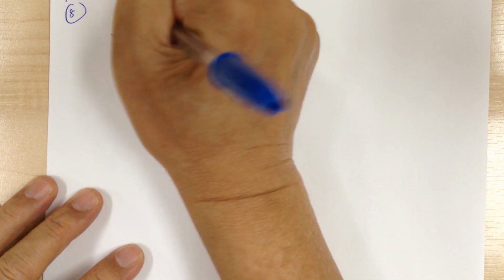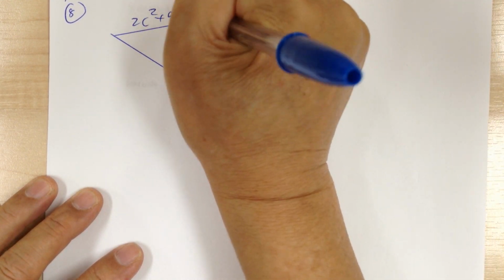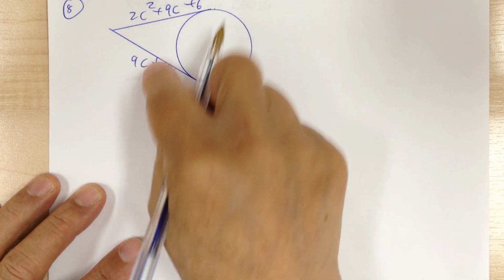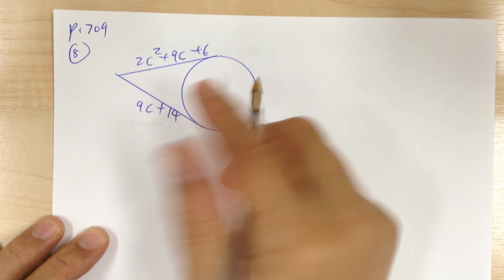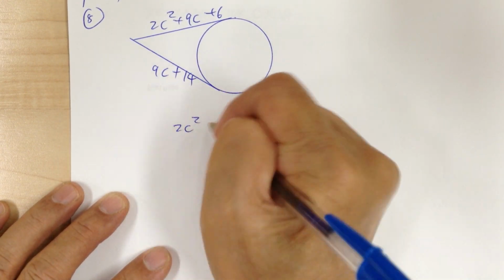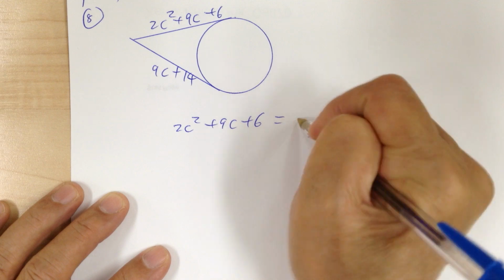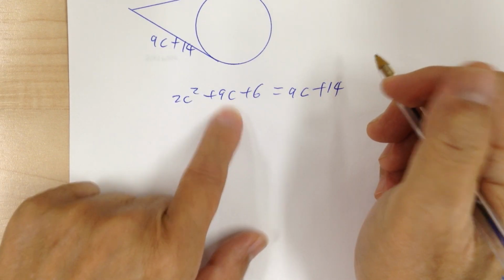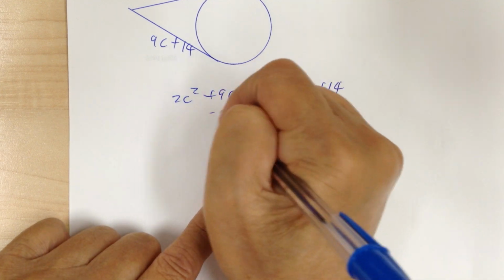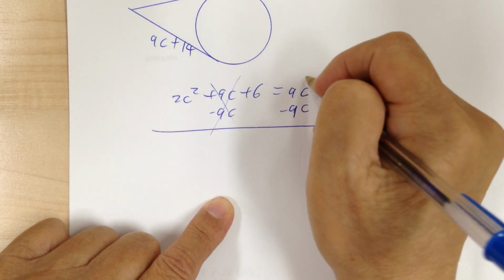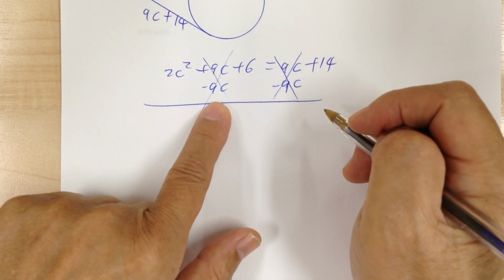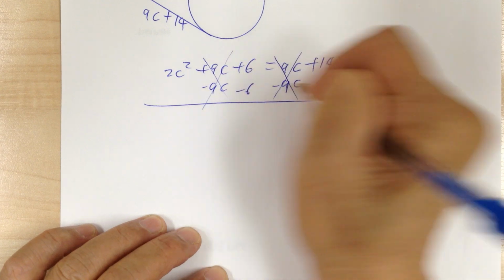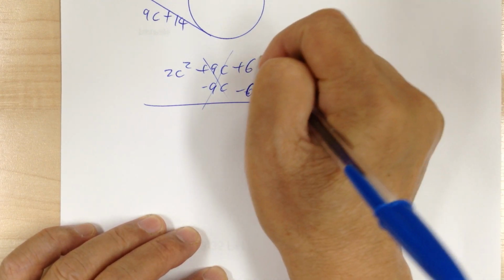So you got 2c squared plus 9c plus 6, and 9c plus 14. Again, this is a common tangent, so they have to equal each other. So set it equal: 2c squared plus 9c plus 6 equal to 9c plus 14. Notice both are 9c, so I'm going to minus 9c on both sides, so this will cancel out. Since there's no middle term, I can solve without the quadratic formula. I'm going to move this number to that side, so minus 6 on both sides.